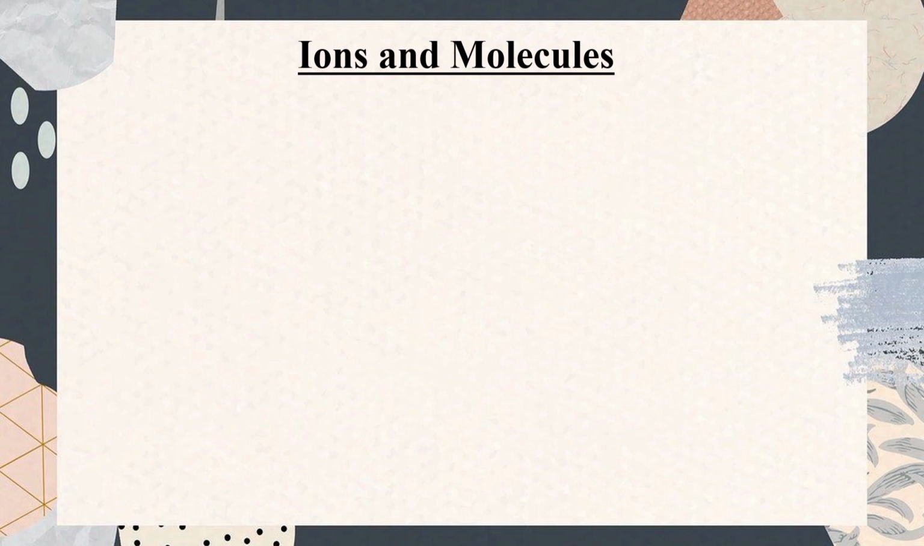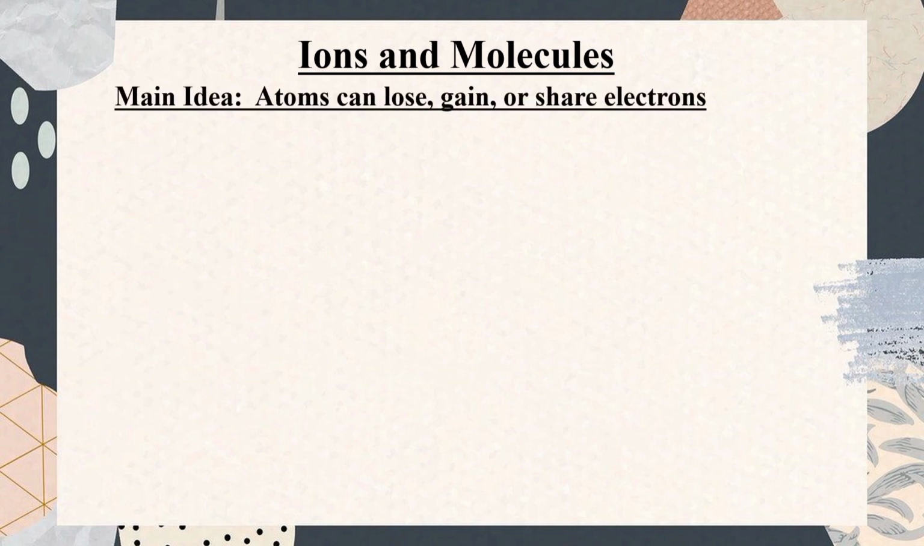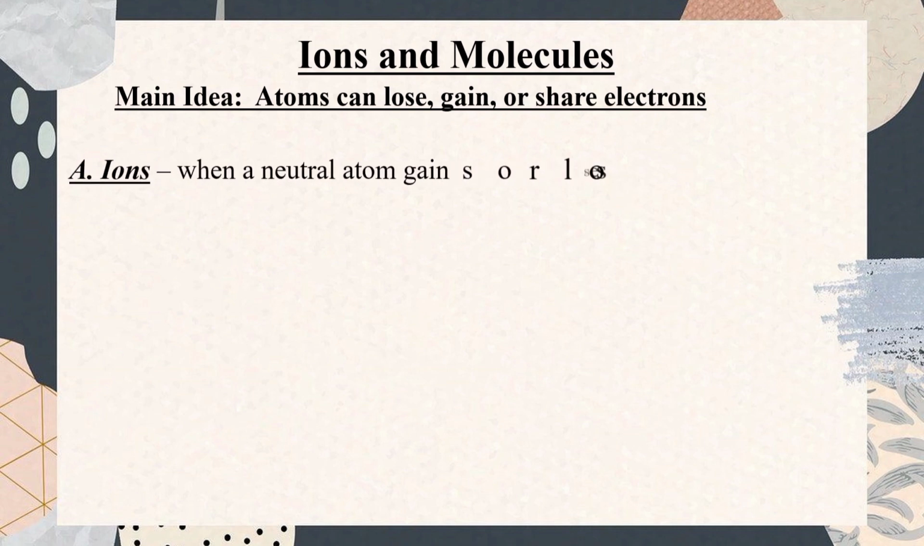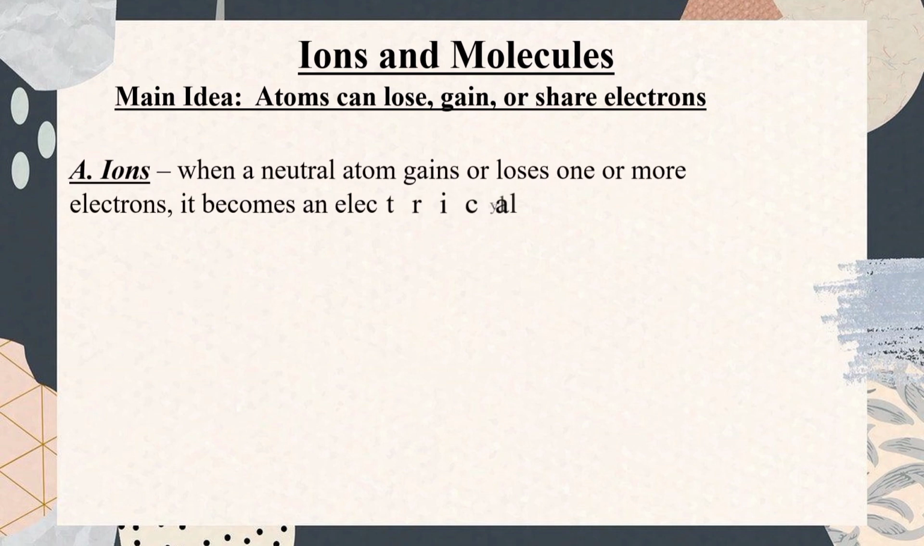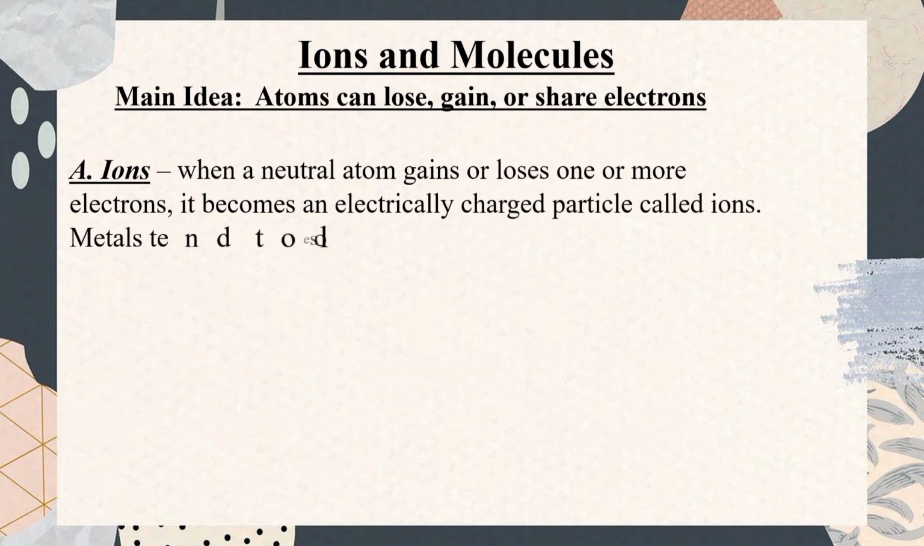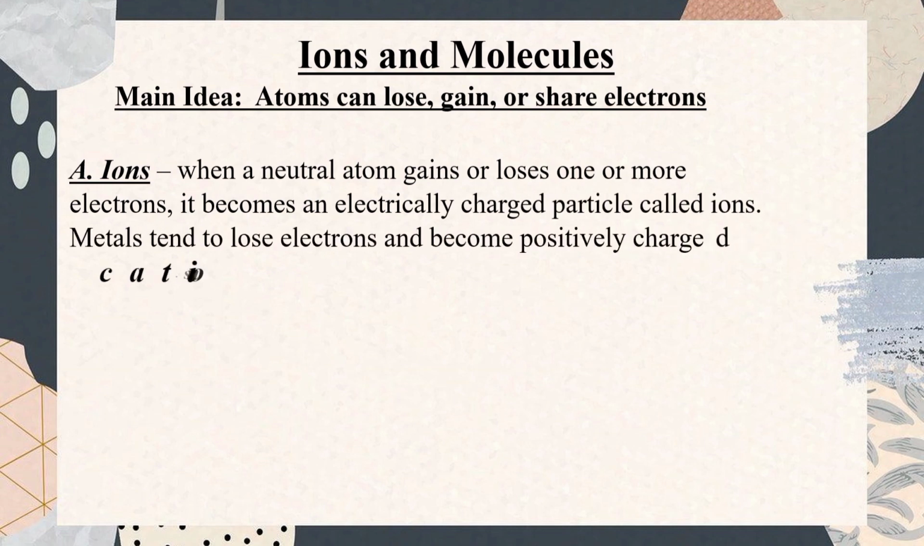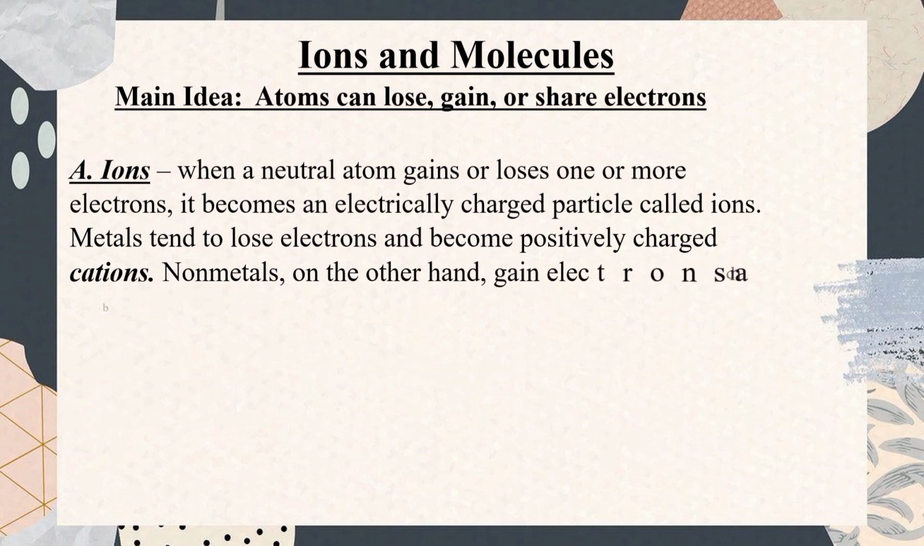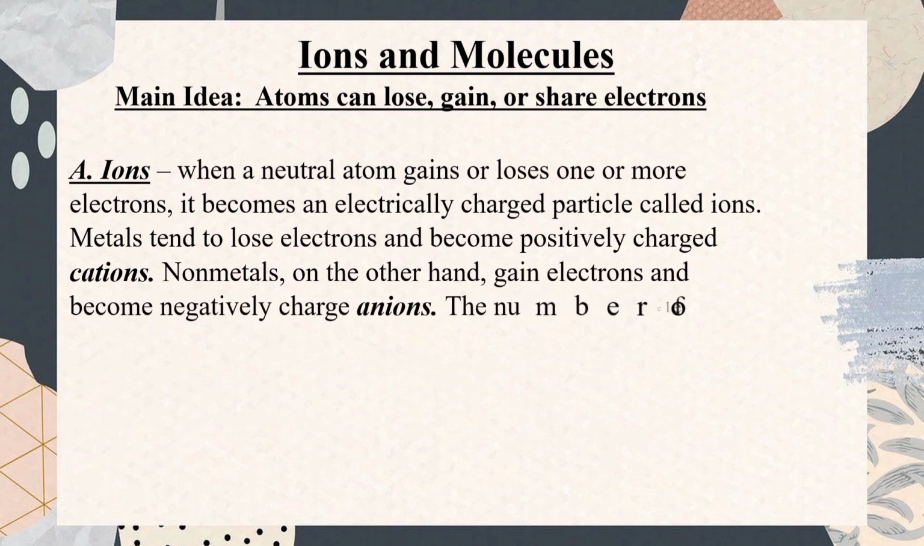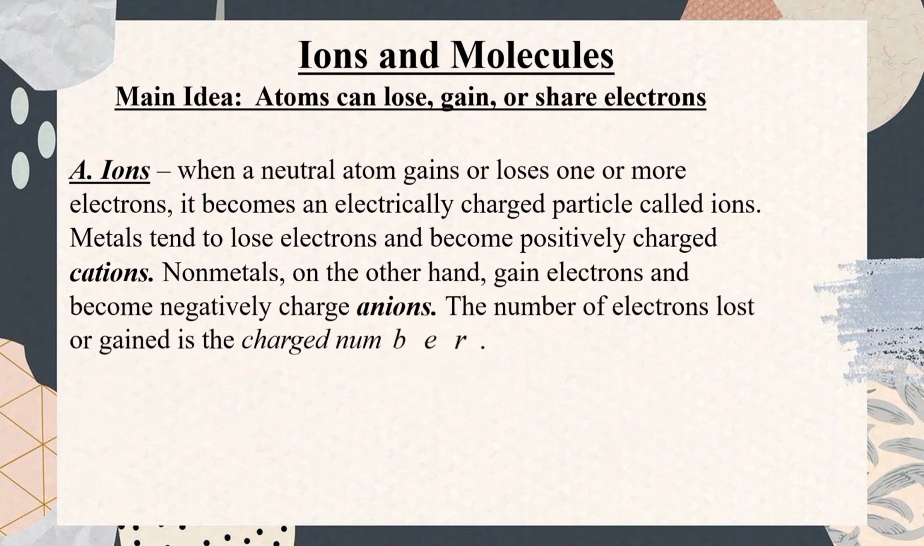So let's discuss ions and molecules one at a time. The main idea here is that atoms can lose, gain, or share electrons. So let's talk about ions. When a neutral atom gains or loses one or more electrons, it becomes an electrically charged particle called an ion.